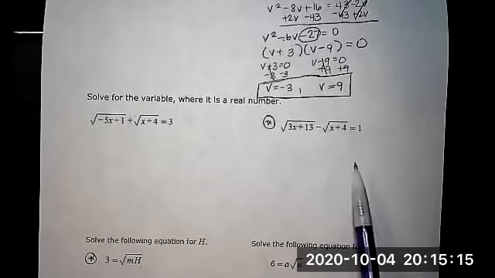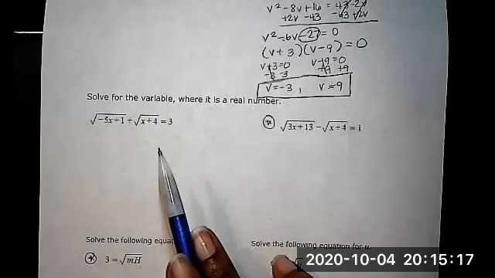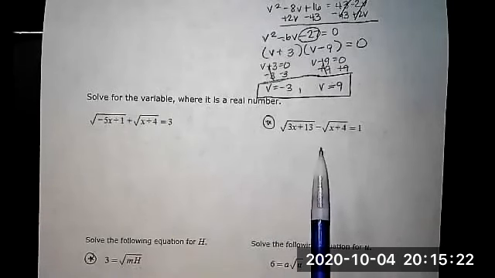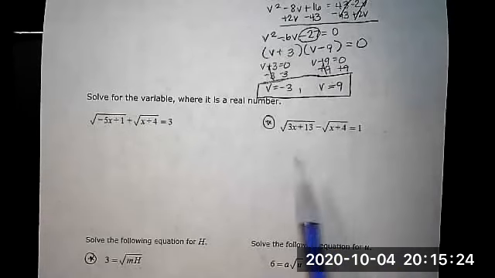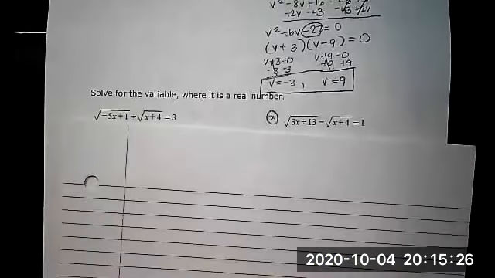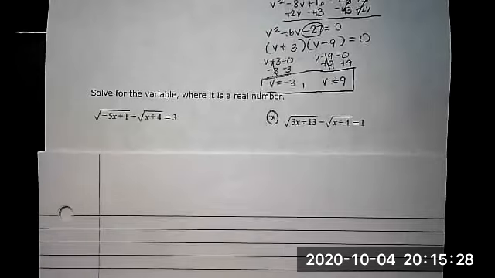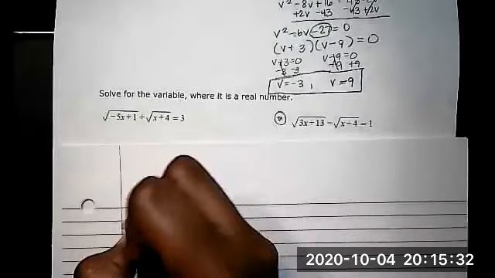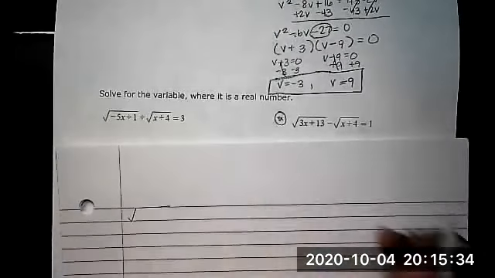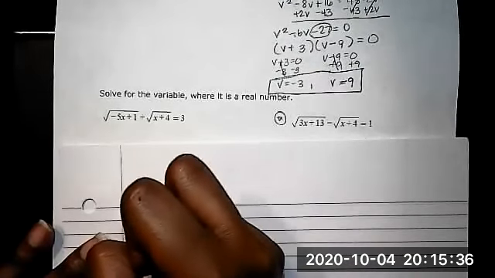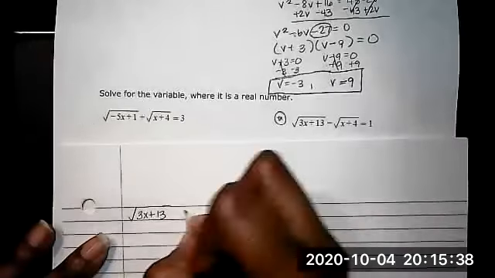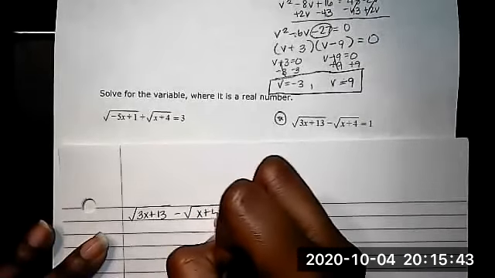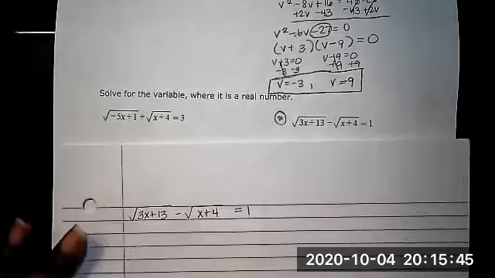We're just going to do this one. Again, you can do that one on your own, and you definitely can look at the key. But this particular one, I'm going to do it on a separate sheet of paper because it takes up a lot of space, okay? So let's write that down. It's going to be the square root of 3x plus 13 minus the square root of x plus 4, and it's equal to 1, okay?